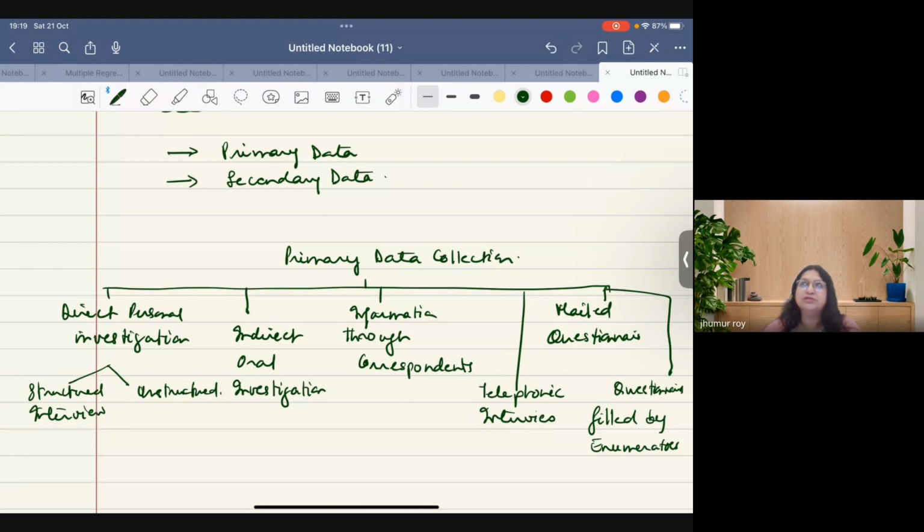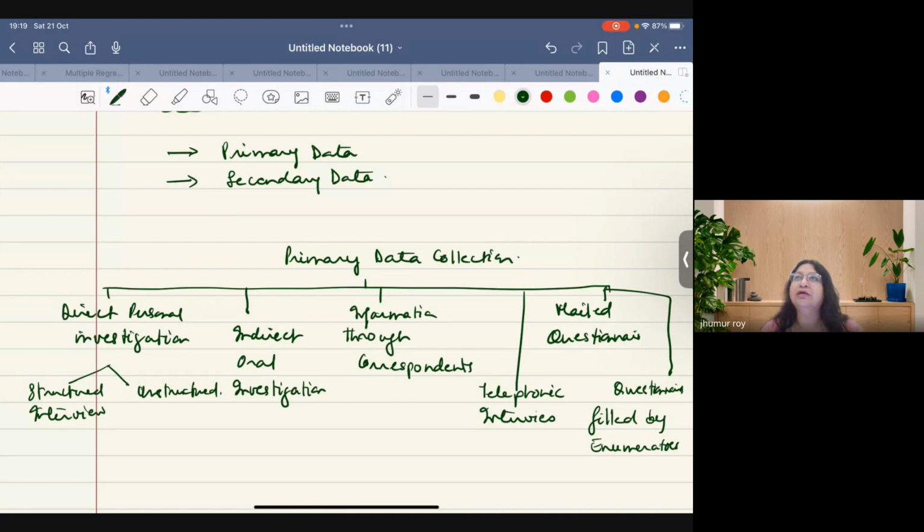So the person says, this car was coming from here, this car was coming from here, and they crashed like this. And that particular car was on the wrong side, and the driver was driving very fast. So you get information from indirect sources. Means you're not directly asking the person who was in the accident, but you ask the people who saw the accident. So that is called an indirect oral investigation.